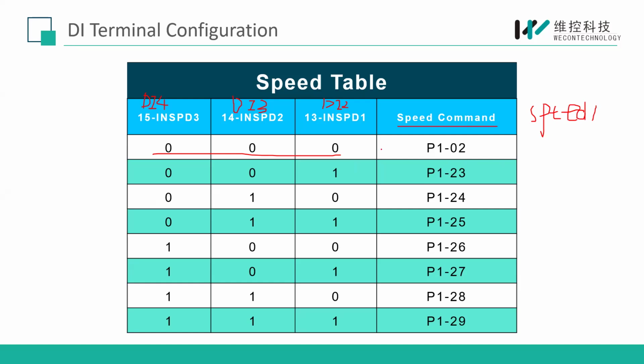Then we just need to change the DI terminals' state, and we can switch the different speed. And the speed value we can set in this parameter. The positive number means forward, and the negative number means reverse.